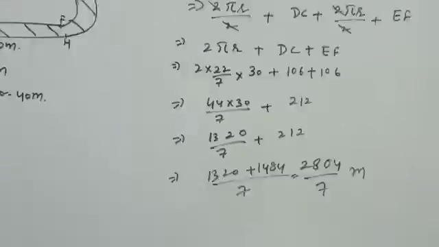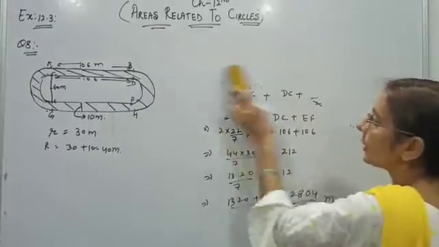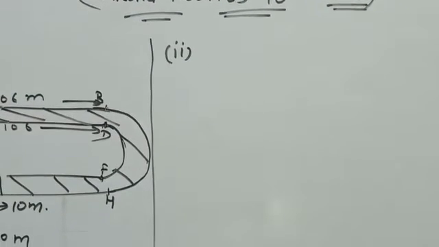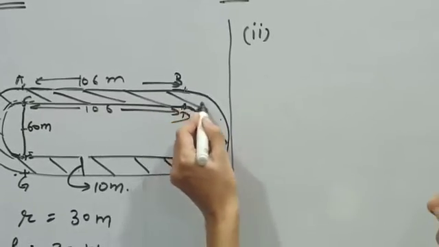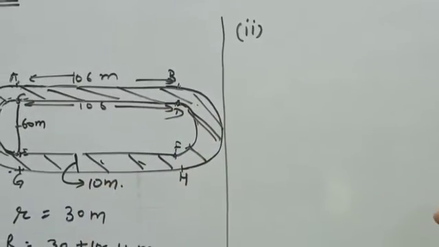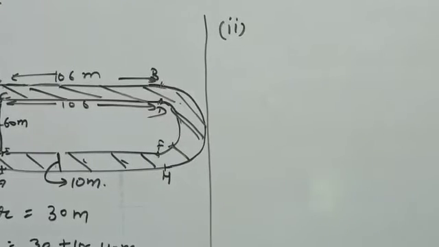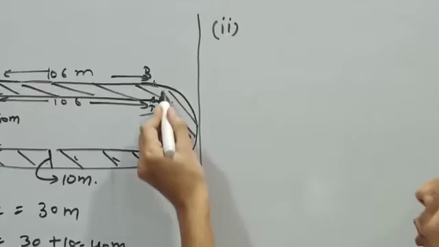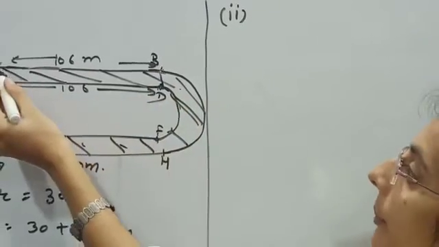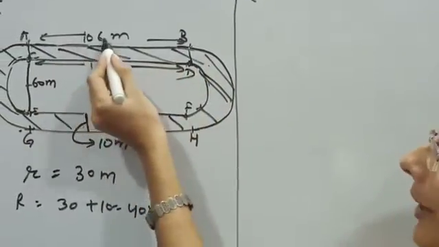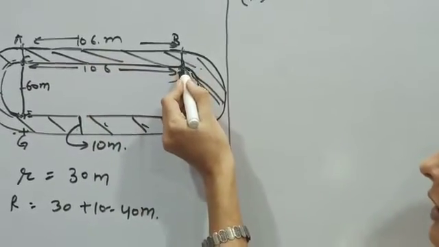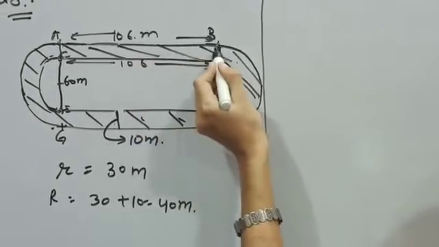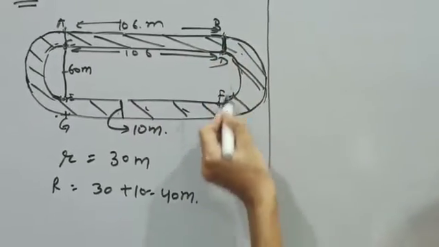So let us start now the second part. Okay, they are asking us the area of the track. That means this shaded area we have to find out. The area of the shaded part consists of two parts: these make a rectangle whose length is 106 and breadth is the given width of 10 meters. So this is the rectangular area, and this part is the semicircular area.